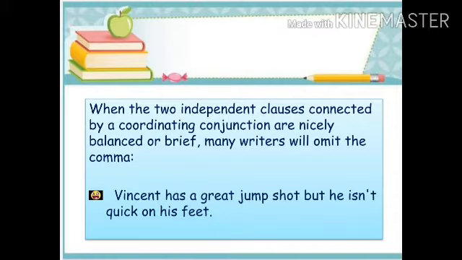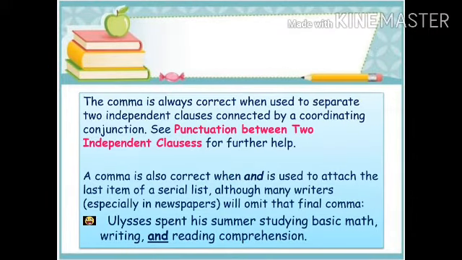When the two independent clauses connected by a coordinating conjunction are nicely balanced or brief, many writers will omit the comma. For example, Vincent has a great jump shot but he isn't quick on his feet. The comma is always correct when used to separate two independent clauses connected by a coordinating conjunction. See punctuation between two independent clauses for further help.